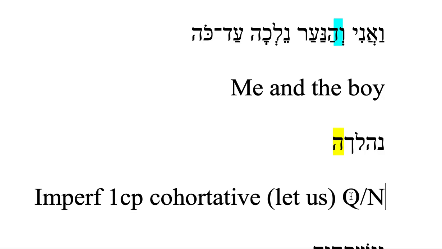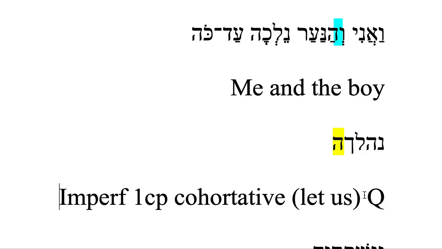Clearly, hitpile is out. Nifal, you would need the dagesh in the first third letter. You don't even have that letter there, so nifal is not an option. Therefore, it must be kal. Okay, so it's kal imperfect 1CP, and in this is cohortative.